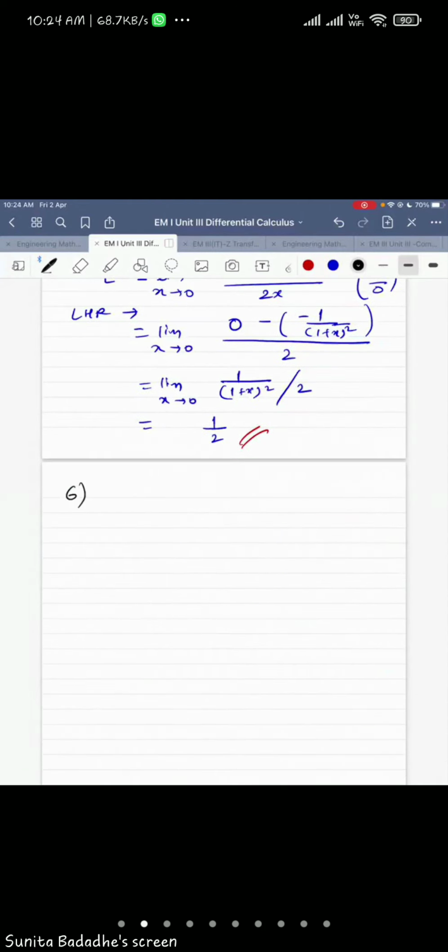The sixth example is limit x tending to 0 of 1 by x minus 1 by sine x. Okay, 1 by x minus 1 by sine x. Now how to solve this? See, again check the form. So please type the form in the chat box. What form is it when x tends to 0?